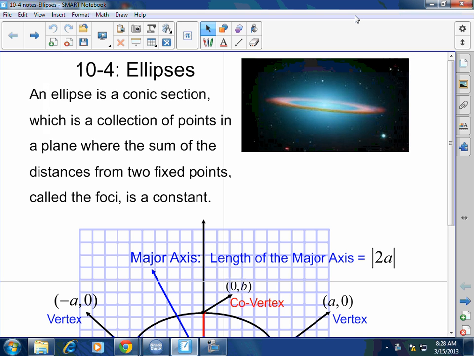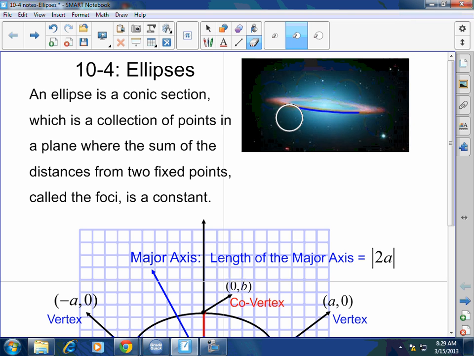10-4, ellipses. As you can see, I have a nice little picture of a celestial body there in space, and that is an ellipse, guys. An ellipse is kind of like a circle, but it's wider or narrower depending on its major or minor axes, which is what we're going to talk about.